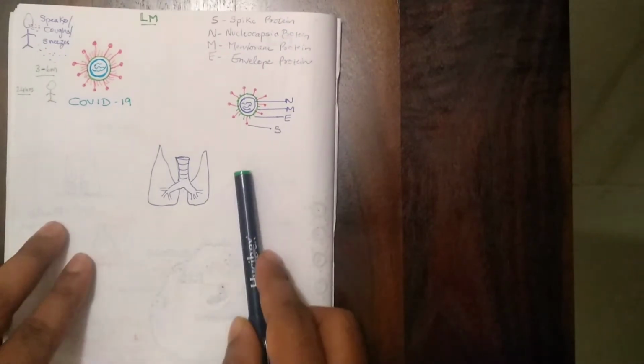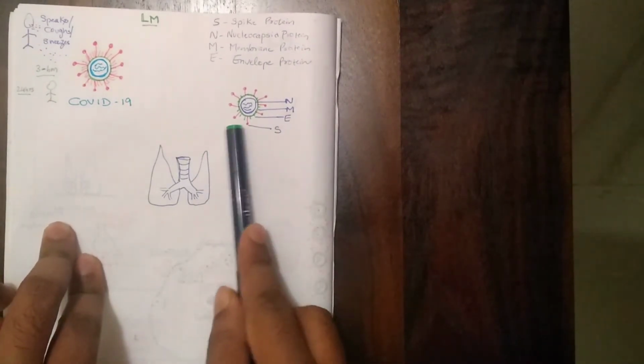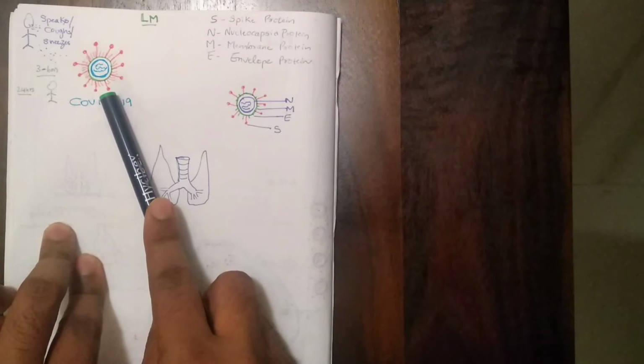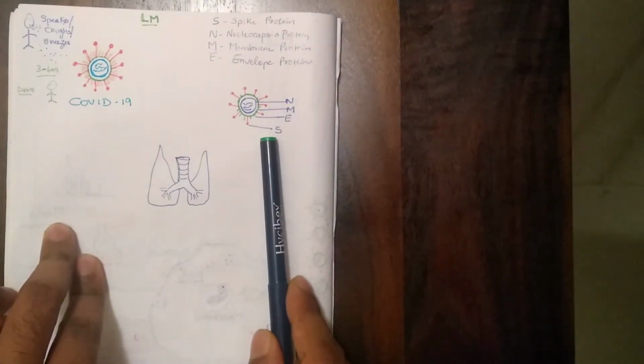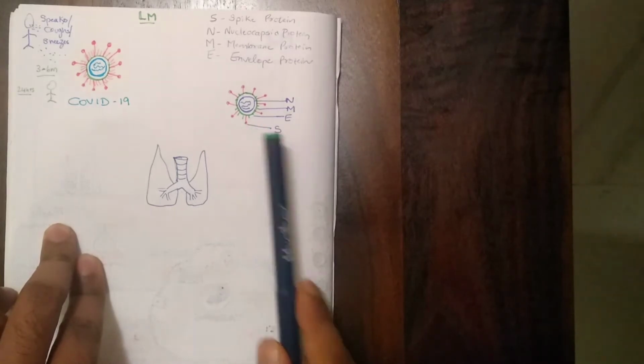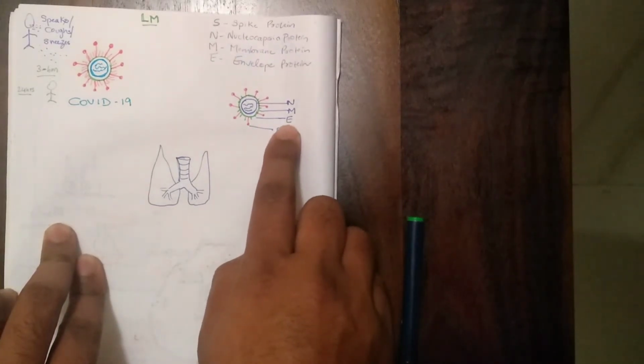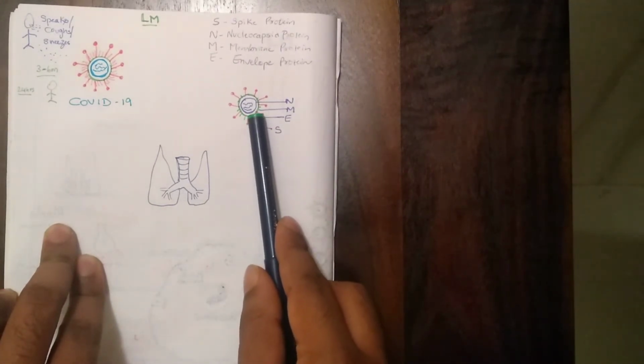So it has got various proteins. Let's see this. It has got these spikes. That's why it's called coronavirus, because it has crown-like spikes. This spike protein is the outermost protein. Later we'll see how it joins with the receptor. This E is the envelope protein, and this is the membrane. The lipid bilayer membrane of the coronavirus has the membranous protein.